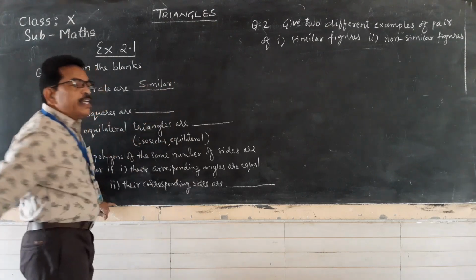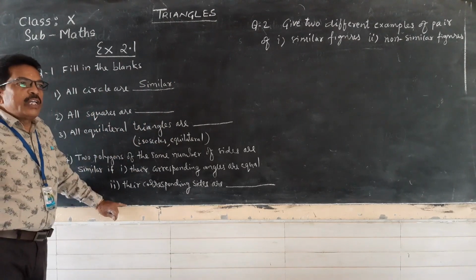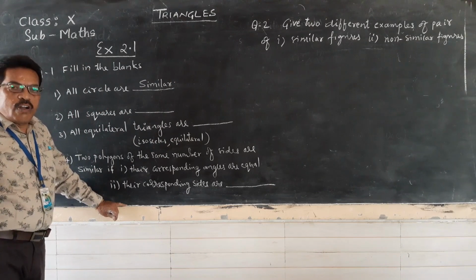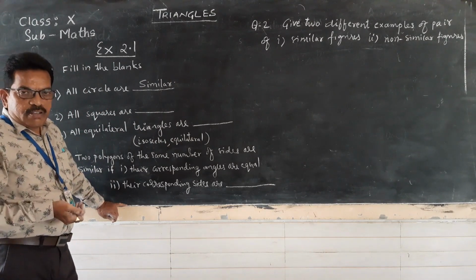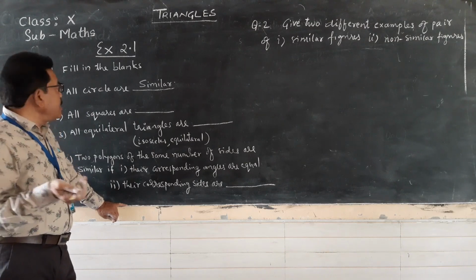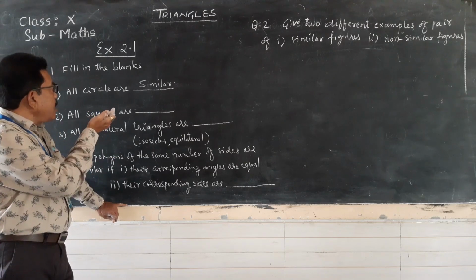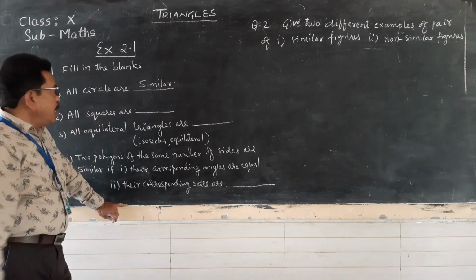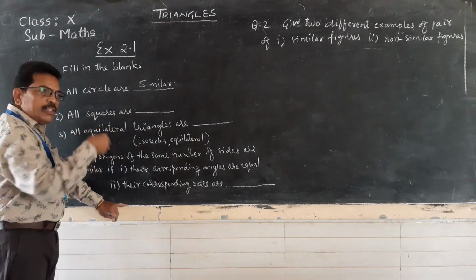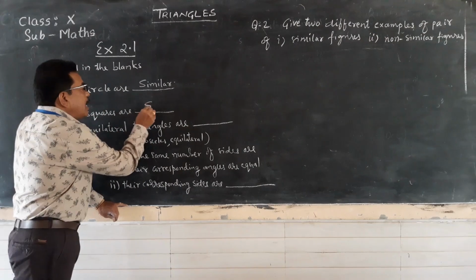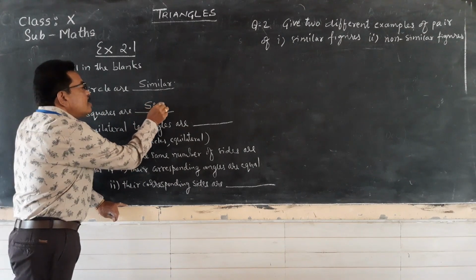All circles are similar. Why is congruent not correct? Congruent is not correct because circles may be of different sizes. That is, all circles are what? Similar. Now, are all squares congruent or similar? This is also similar. This is also similar.